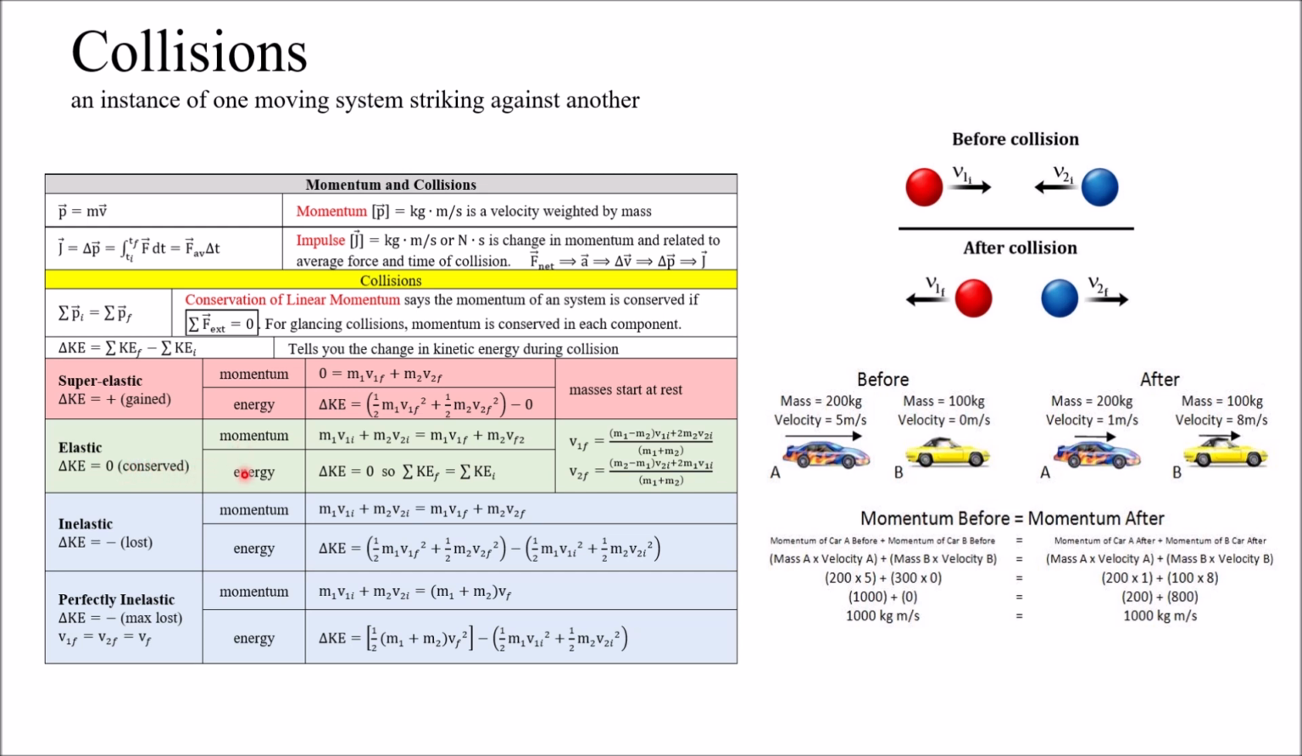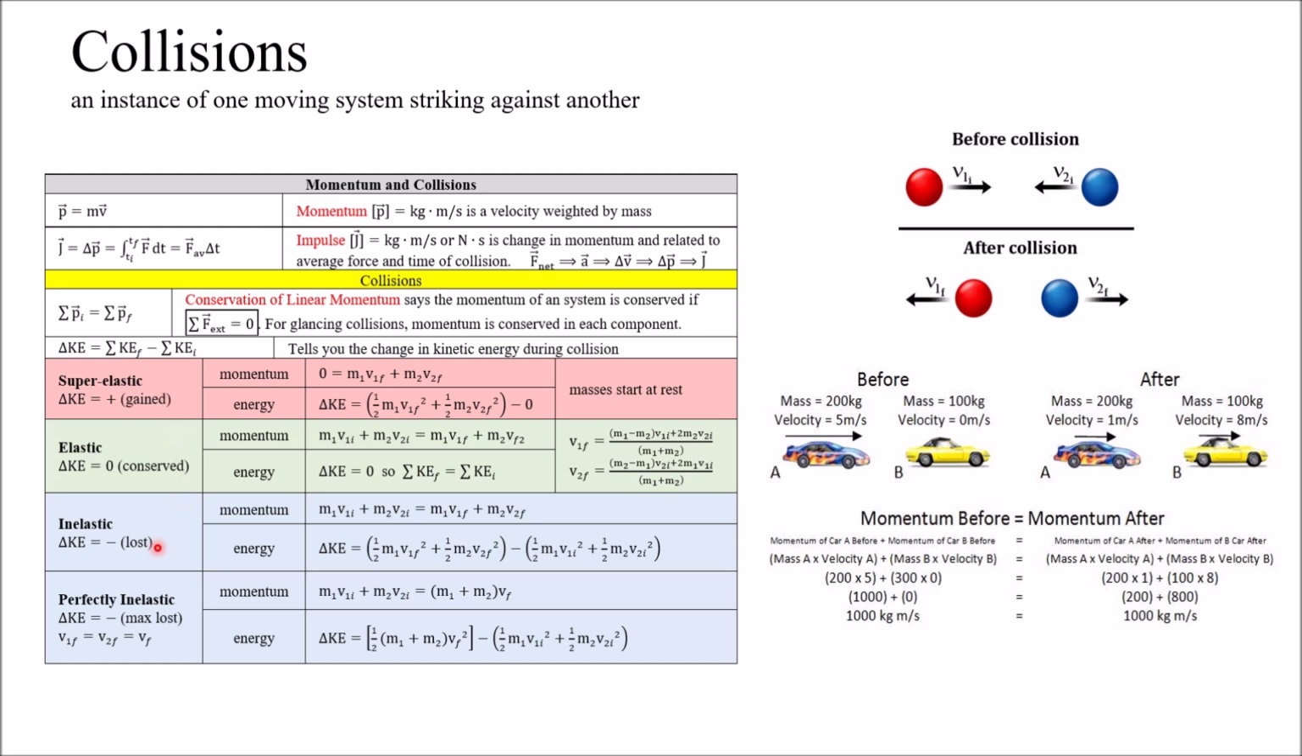But in other cases, we will have either a superelastic collision if we gain energy, like with an explosion. So we have some sort of, let's say we have zero movement beforehand, and then something explodes, and then you have some energy. So masses will start at rest, let's say. It could be called a superelastic collision.